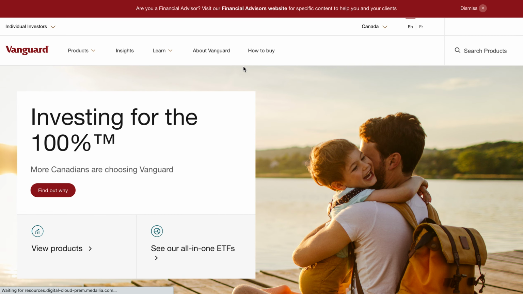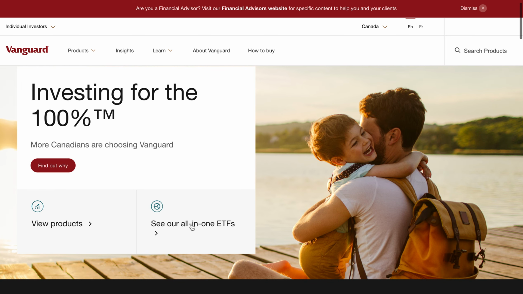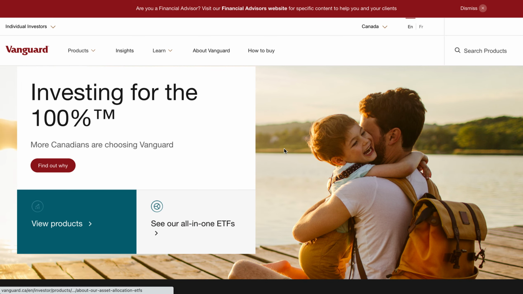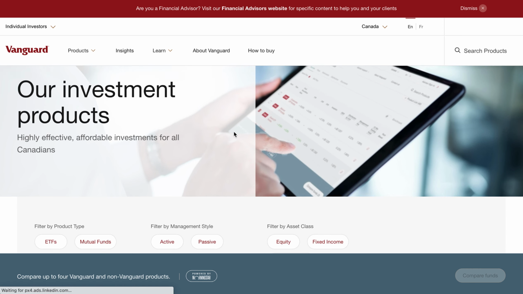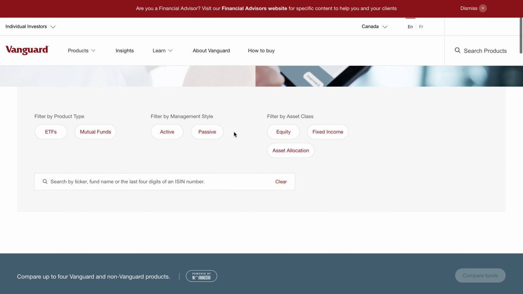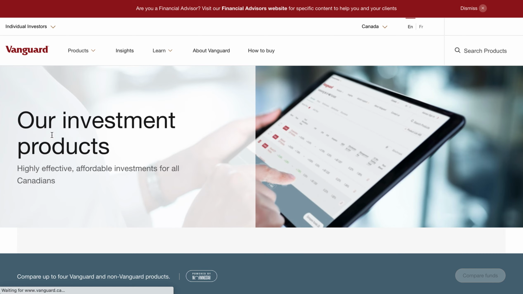So it's still pretty clean, this website. We can view their products here. I just don't like it as much, but that's okay. It still gives you the same information. So we're going to filter by product type, ETFs.